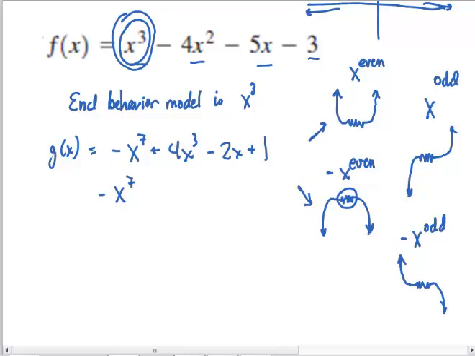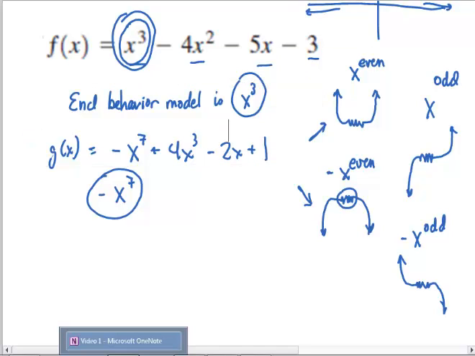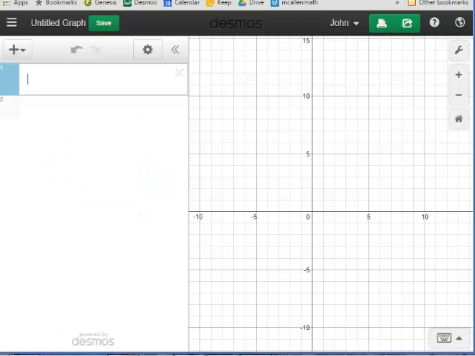If they ever ask you what the end behavior function model would be, you would just pick the highest degree term. And let's just demonstrate how this works with Desmos. The last thing that we would ask you to do is maybe use limits to describe the end behavior. That is really the most advanced thing that we could hope that you would be able to do after watching this video.